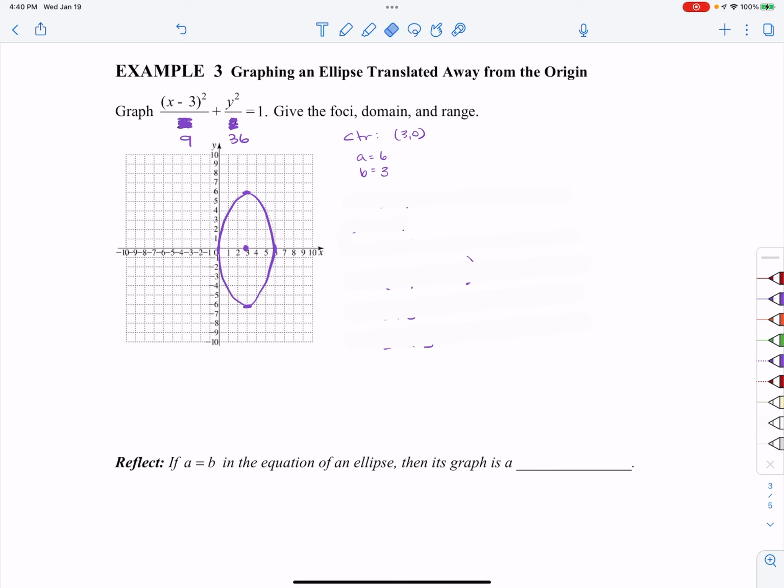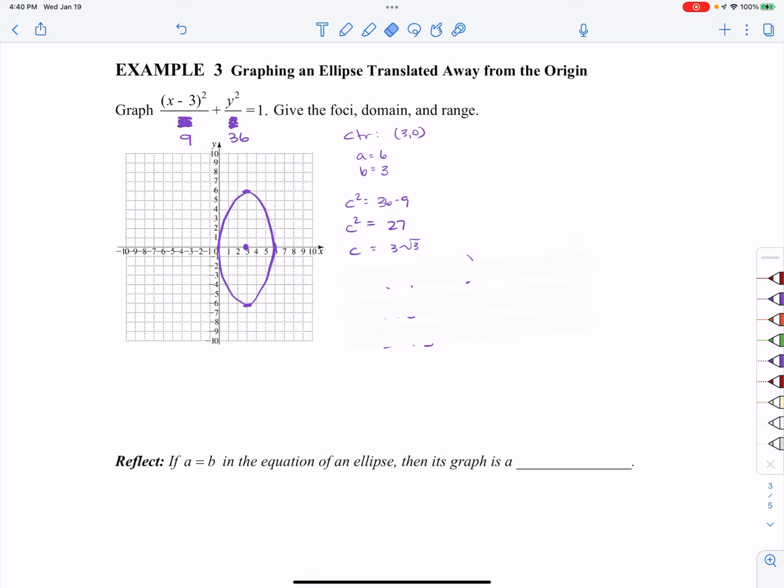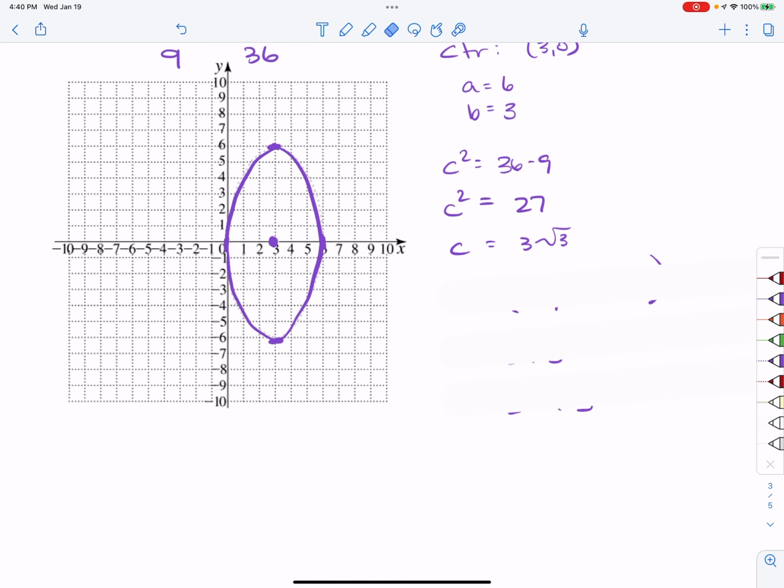All right, in order to find my foci, I need to use little dude. So this is going to be c squared equals a squared minus b squared. Once I simplify my square root, that's going to be 3 root 3. So on this one, I'm going to take just a little bit more time. My foci are going to be up and down from my center. Okay, so my center is at 3, 0. And my x value is not going to change because I'm going to go up and down. It's my y value that is going to change.